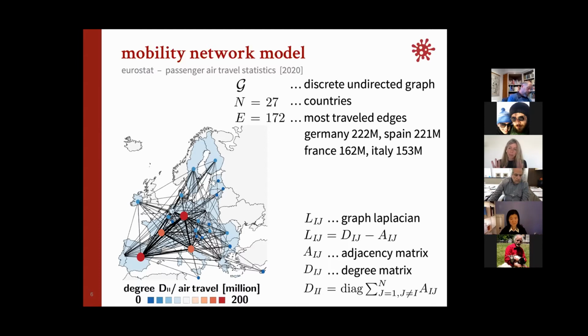With this network, we can then solve this SEIR model that I just introduced locally for every country, and we can see how populations mix.